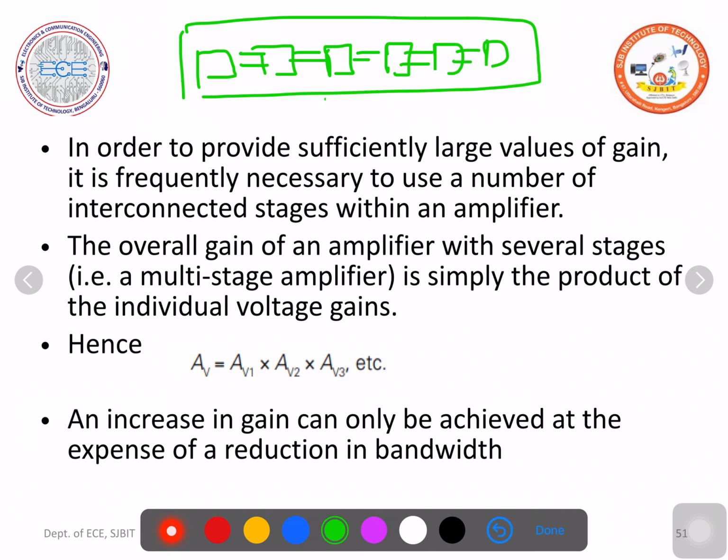Then what will be the overall voltage gain of this? Suppose the first stage has a voltage gain of AV1, the second stage has AV2, the third stage has a voltage gain of AV3, then the overall voltage gain is given by the product of the voltage gains of the individual amplifiers. So AV is given by AV1 into AV2 into AV3 into etc. It depends on the number of stages. Like this, we can increase the overall voltage gain. An increase in the gain can only be achieved at the expense of a reduction in the bandwidth.